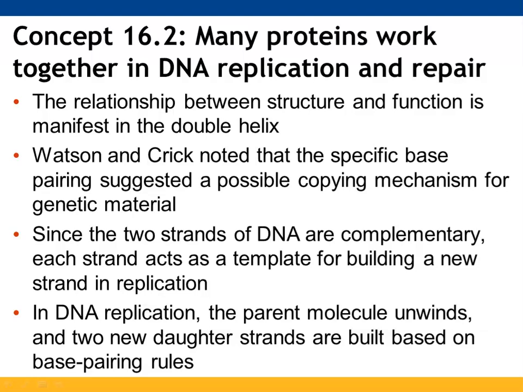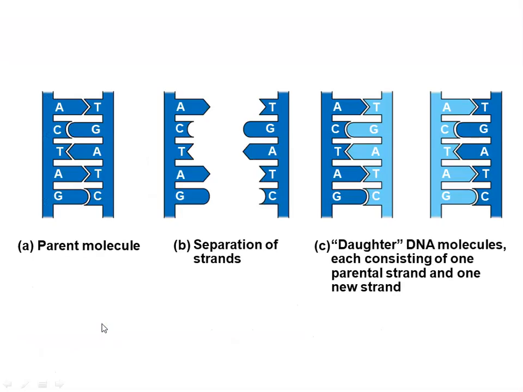They thought that the way that the double helix was structured perhaps suggested a way in which it could be copied and replicated. Because the strands were complementary, you could use each strand to build a new strand. And so what we know now is that through DNA replication, the parent molecule will unwind and daughter strands get built on those parent strands based on our base pairing rules, adenines with thymines, guanines with cytosines. So that's what's going to happen during the synthesis component of interphase during mitosis.